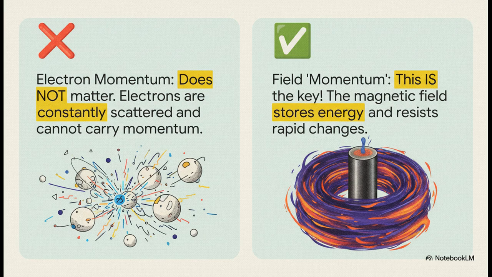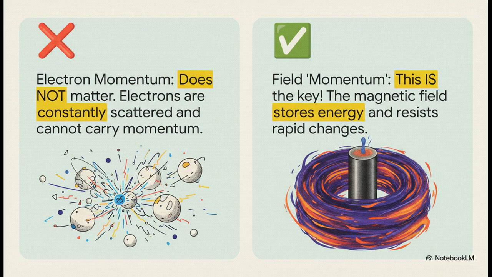So wait a minute. If the inertia isn't with the electrons, where is it? This is where we get to the real answer. The inertia, the resistance to change, it's not in the particles. It's in the magnetic field that the current creates around itself. That field stores energy and it hates to be changed quickly.